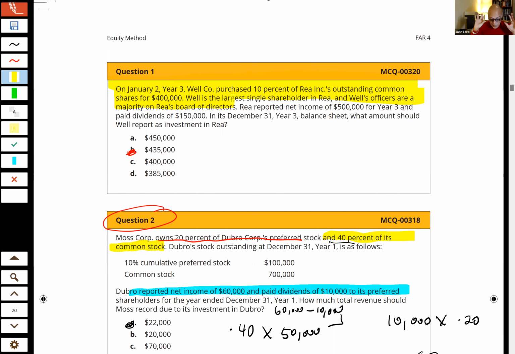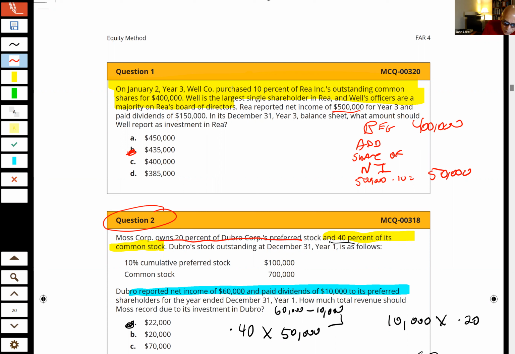I have to add what? The share of net income under the equity method. So what do we got? We've got net income of 500,000, of which we're owning 10%. We don't make up an amount to bring us up to the equity method or anything. We just use that 10%. That's enough to exert significant influence from everything the problem told us.